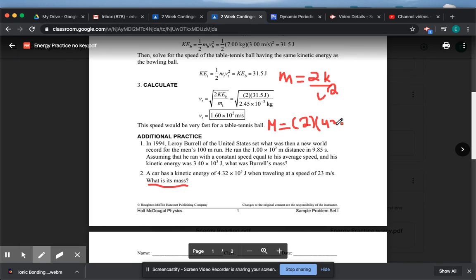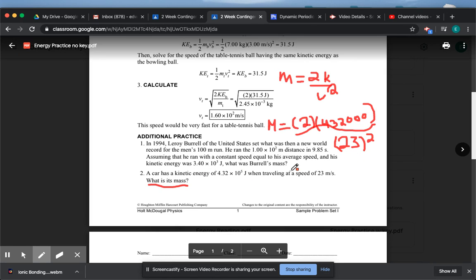So that's 2 times 432,000 divided by the velocity that they give you, which is 23, but you need to square that. Okay, it's 23 squared. I know it's a little sloppy, my apologies, but plug those numbers in and you will get your answer. So this is 2 times 432,000 divided by 23 squared.